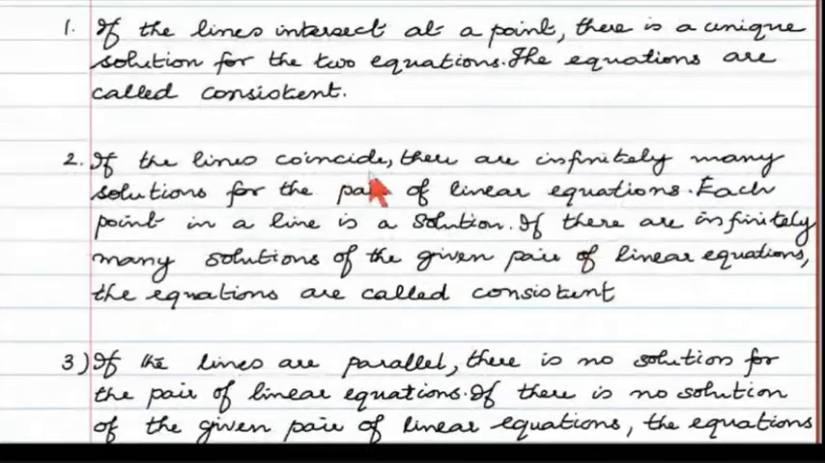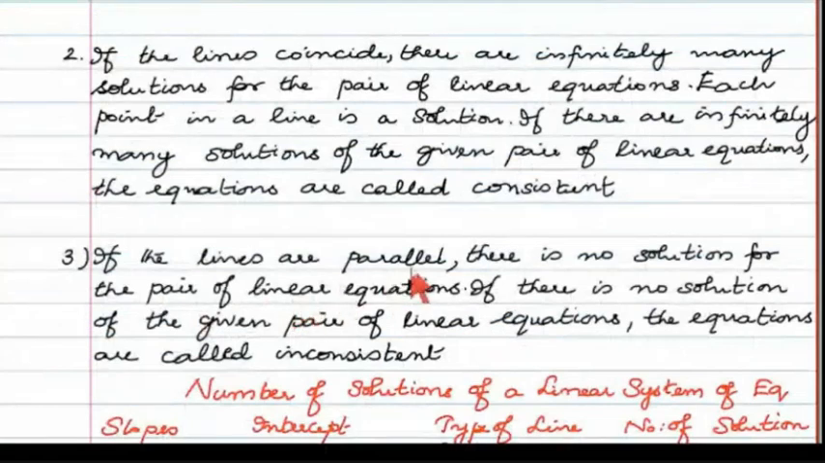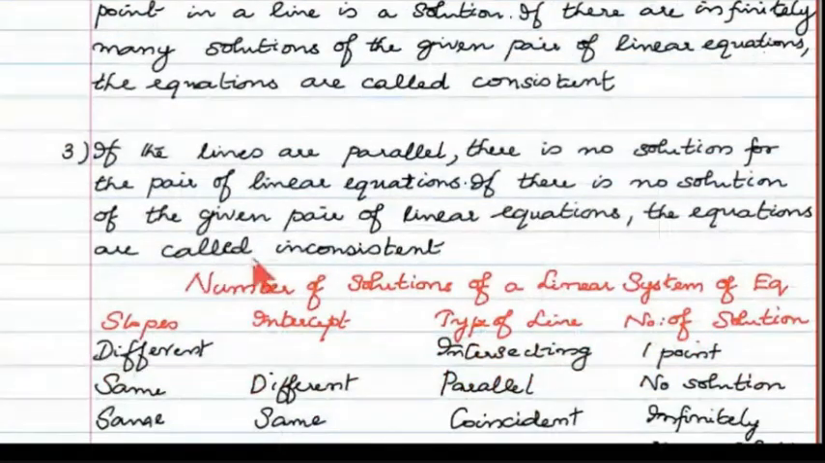If the lines coincide, there are infinitely many solutions for the pair of linear equations and each point on the line is a solution. If there are infinitely many solutions of the given pair of linear equations, the equations are called consistent. If the lines are parallel, there is no solution for the pair of linear equations. If there is no solution of a given pair of linear equations, the equations are called inconsistent.